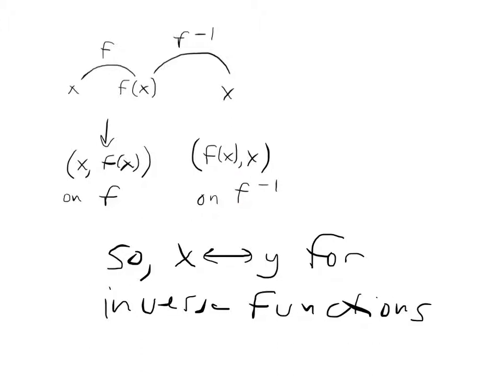So on my inverse function graph, or inverse relation graph, I will have f of x comma x. So what's the relationship you notice between these two ordered pairs? Clearly x and y have switched. And indeed, for inverse functions or relations, if I switch x and y, I get an inverse relationship.